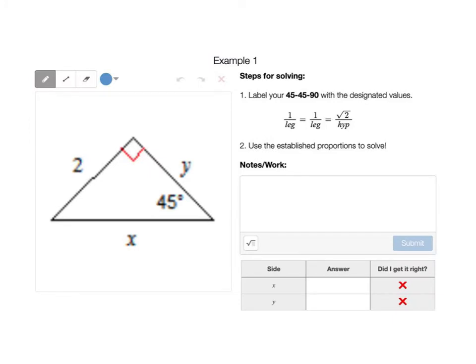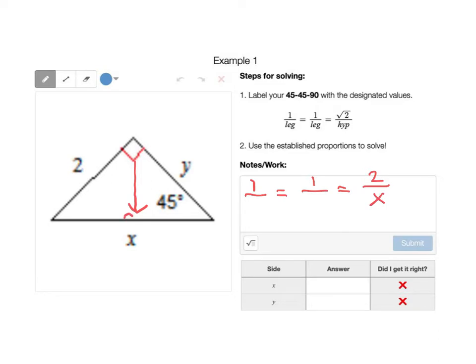Okay, now we're going to actually see what I mean by the setup. And when you think about this, we're going to have 1 on top of a leg, 1 on top of a leg, 2 on top of a hypotenuse. Okay, well, the hypotenuse is always across from the 90. So that's my x. That gets a 2.